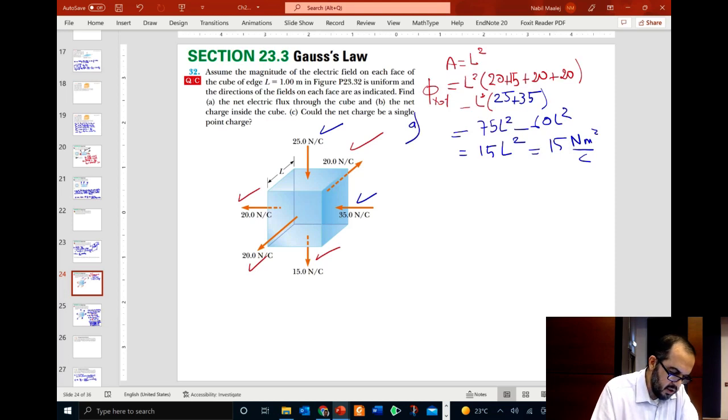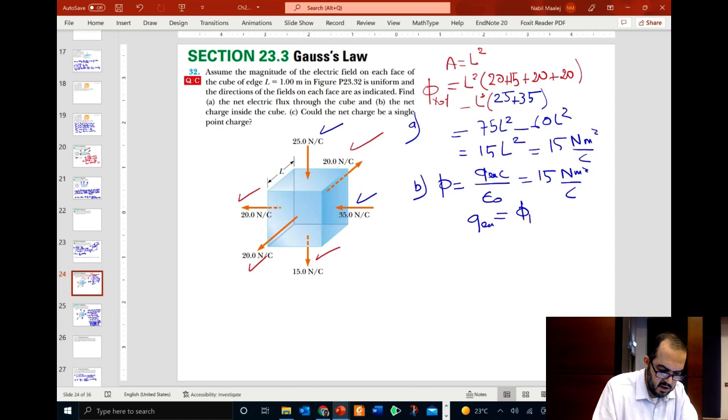Okay, question B, what is the net charge? So we use Gauss's law. It says that the total flux is equal to the charge enclosed divided by epsilon 0, which is 15 newton meters squared per coulomb. We can get the charge enclosed, which is just equal to the total flux times epsilon 0. When you replace the values, you find that this is 1.33 times 10 to the minus 10 coulombs.